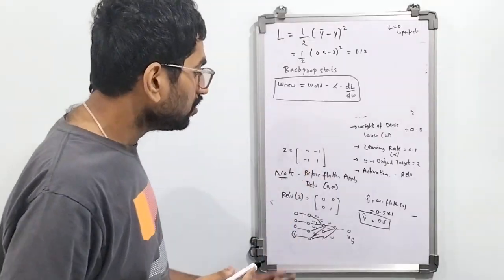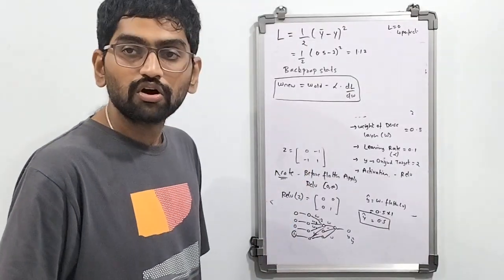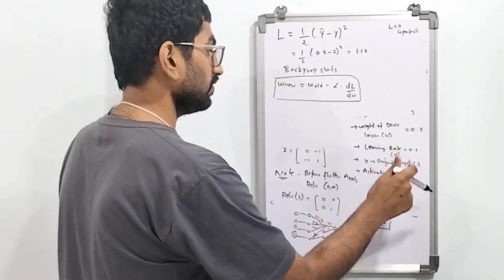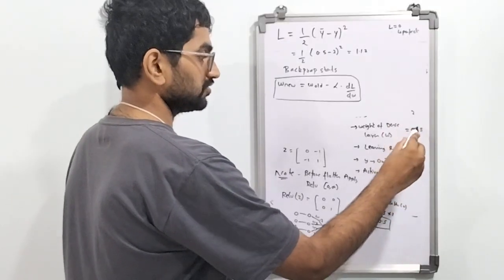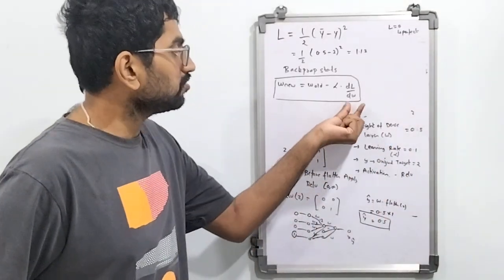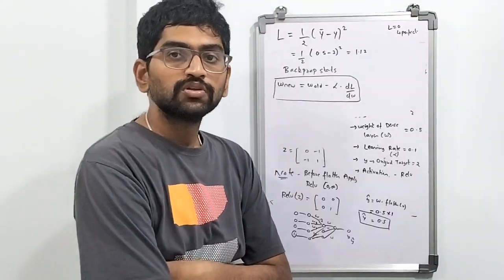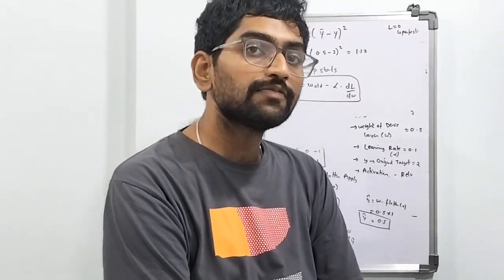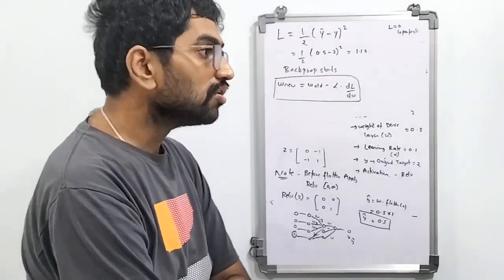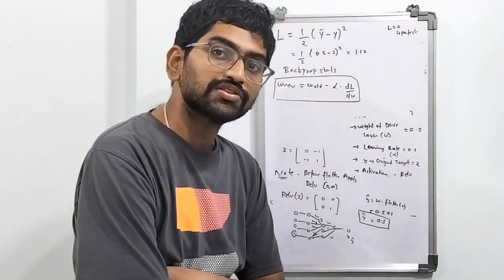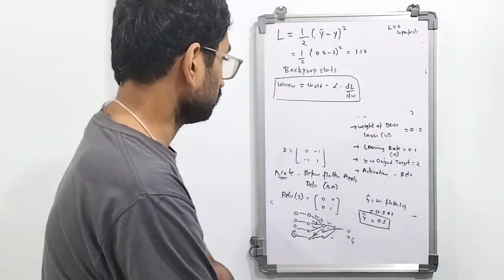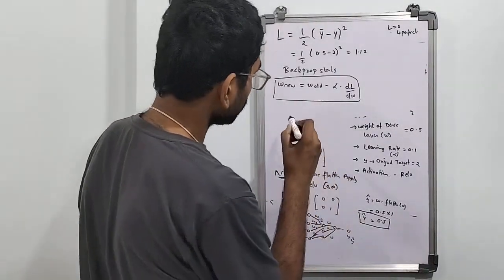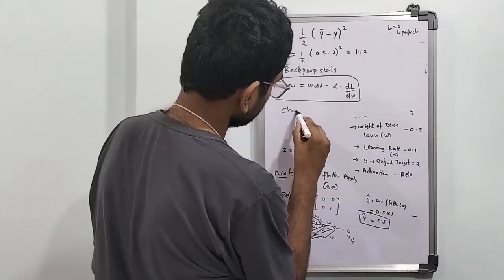Okay, you know the old value, the original old value, which we keep as 0.5. But you don't know the value of dL by dW. So how will you calculate the value of dL by dW? For this we will be using the concept of chain rule of differentiation.